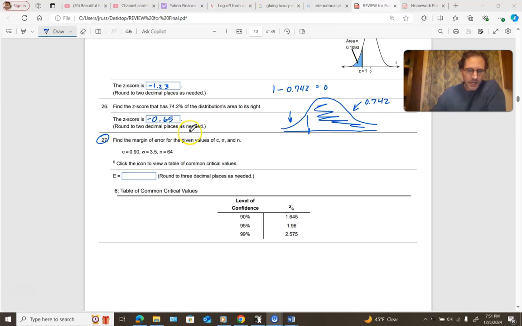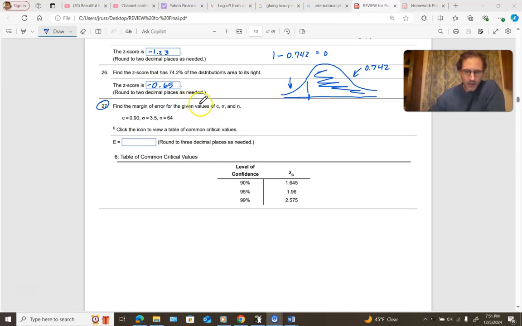So number 27, this is where we would be getting into chapter 6, talking about margin of error and confidence intervals. It says find the margin of error for the given values. It gives us C, and it's 90%. So basically we're trying to find the margin of error that would correspond to a 90% confidence interval. It gives us a standard deviation of the population and then the sample size. So you have to remember or look up in your notes this formula.